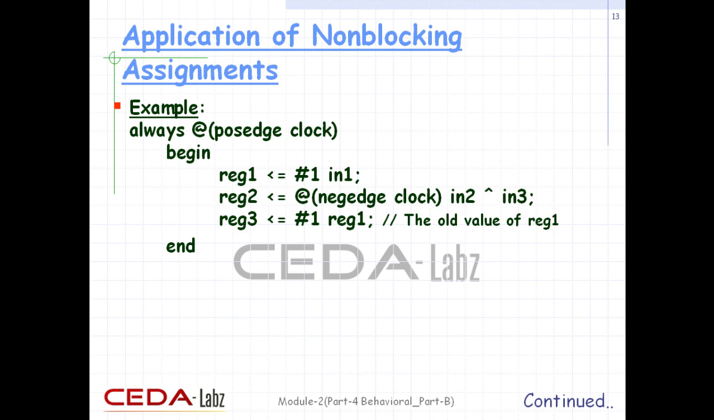A read operation is performed on each right-hand side variable, in1, in2, in3 and reg1, at the positive edge of clock. The right-hand side expressions are evaluated, and the results are stored internally in the simulator. The write operations to the left-hand side variables are scheduled to be executed at the time specified by the intra-assignment delay in each assignment, that is, schedule write to reg1 after one time unit, to reg2 at the next negative edge of clock, and to reg3 after one time unit.